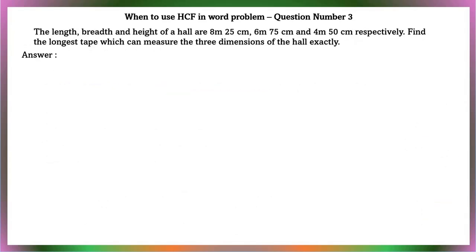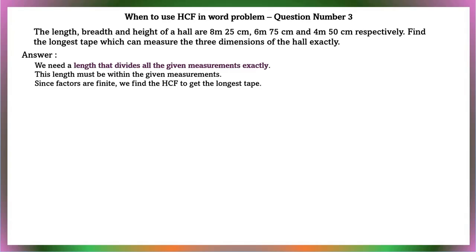Question 3. The length, breadth and height of a hall are 8 meter 25 centimeter, 6 meter 75 centimeter and 4 meter 50 centimeter respectively. Find the longest tape which can measure the 3 dimensions of the hall exactly. We need a length that divides all the given measures exactly. This length must be within the given measurements. Since factors are finite, we find the HCF to get the longest tape.